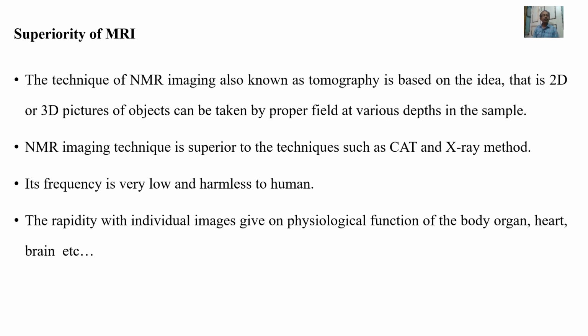Superiority of MRI. The technique of MRI imaging, also known as tomography, is based on the idea that 2D or 3D pictures of objects can be taken by proper field at various depths in the sample. NMR imaging technique is superior to techniques such as CAT and the X-ray method. Its frequency is very low and harmless to humans. The rapidity with which individual images give information on the physiological function of the body, organ, heart, brain, and so on.